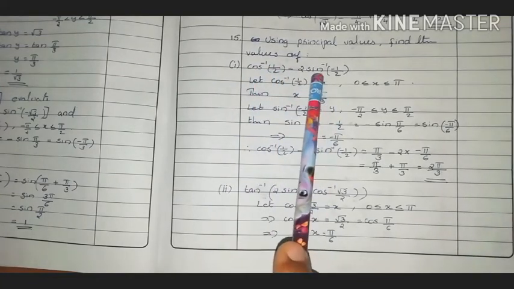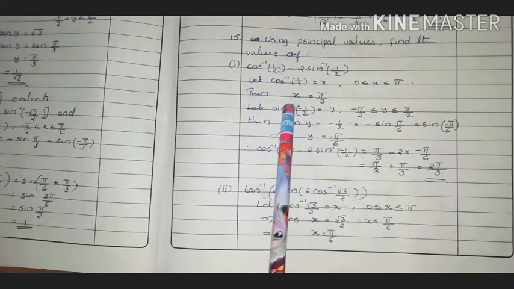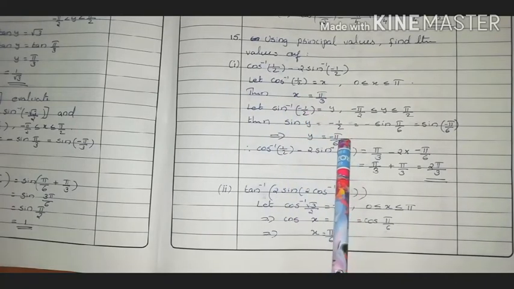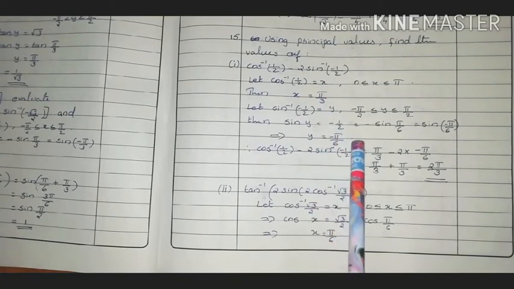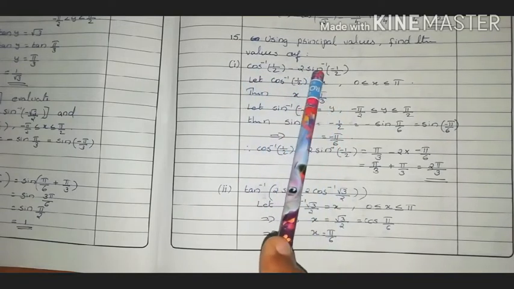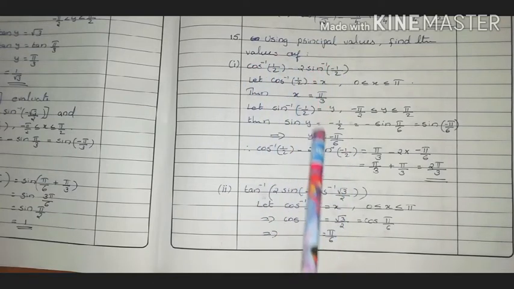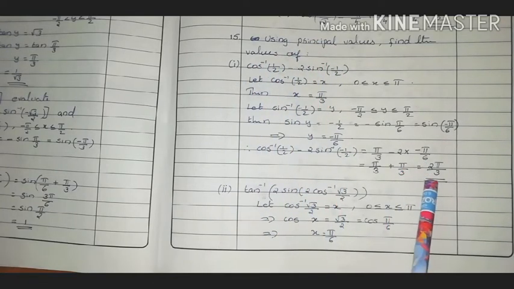Then what is sin inverse minus 1 by 2? By using the same method you can find sin inverse minus 1 by 2 is minus pi by 6. Substitute these two values: cos inverse 1 by 2 is pi by 3 and sin inverse minus 1 by 2 is minus pi by 6. Then you will get the answer 2 pi by 3.